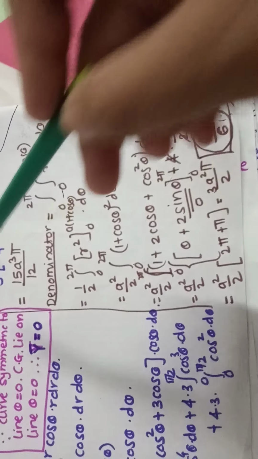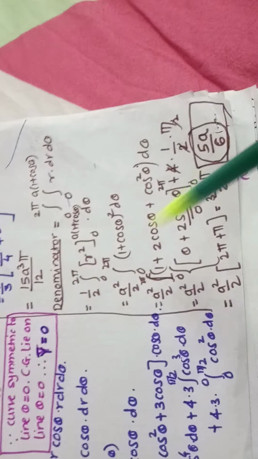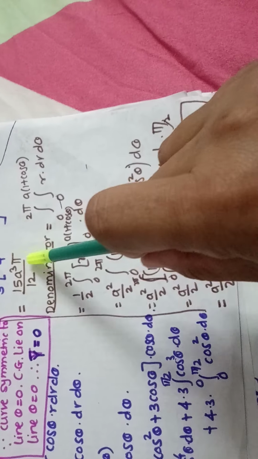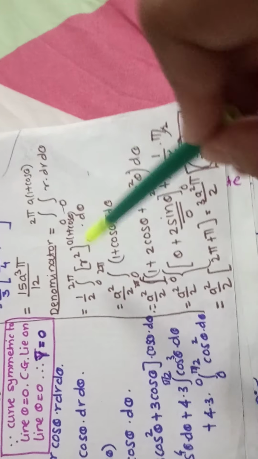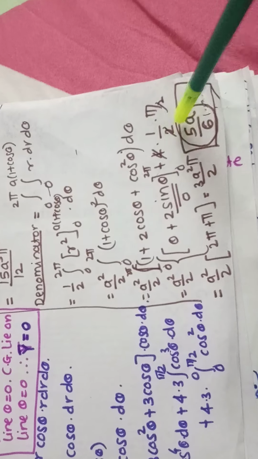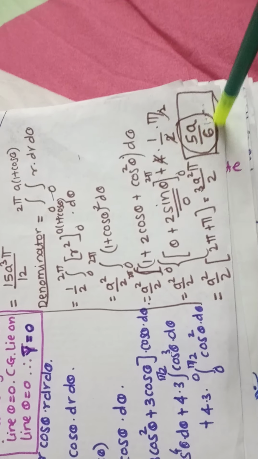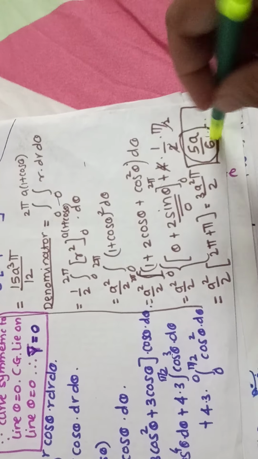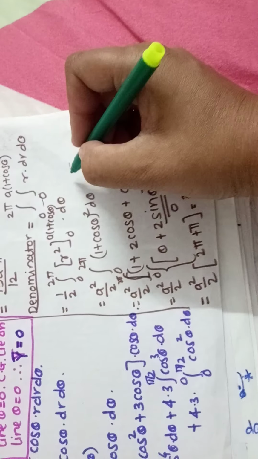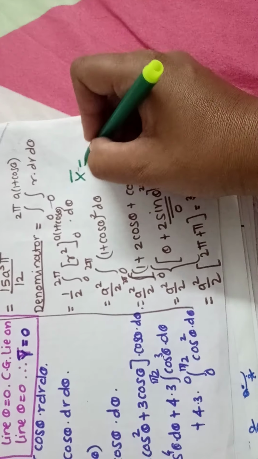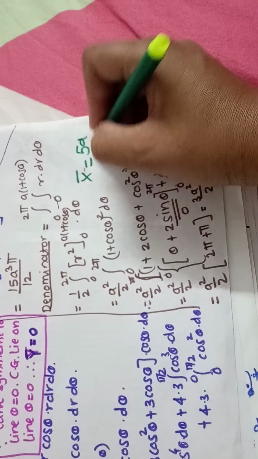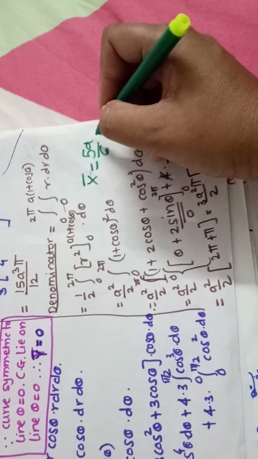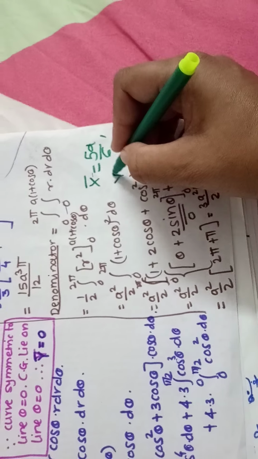Now put in the values of numerator and denominator. So to get the value of x bar, we have 15a cube pi upon 12 upon 3a square pi upon 2. Some terms get cancelled and our answer is x bar equal to 5a upon 6. So the center of gravity of the cardioid is x bar equal to 5a upon 6, and y bar is equal to 0.